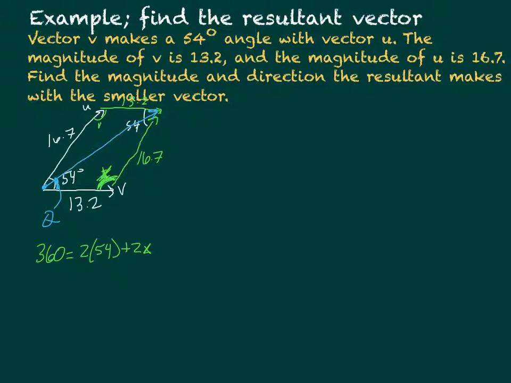Alright, so 360 minus 2 times 54 is going to give me 252 equals 2 times whatever my angle x is, which is right there. Alright, and then I divide by 2, and x equals 126 degrees. Okay, so that is my angle measure of x. That is going to be important because we're going to need that and the law of cosines in order to find our magnitude. So the next step, we want to find our magnitude.